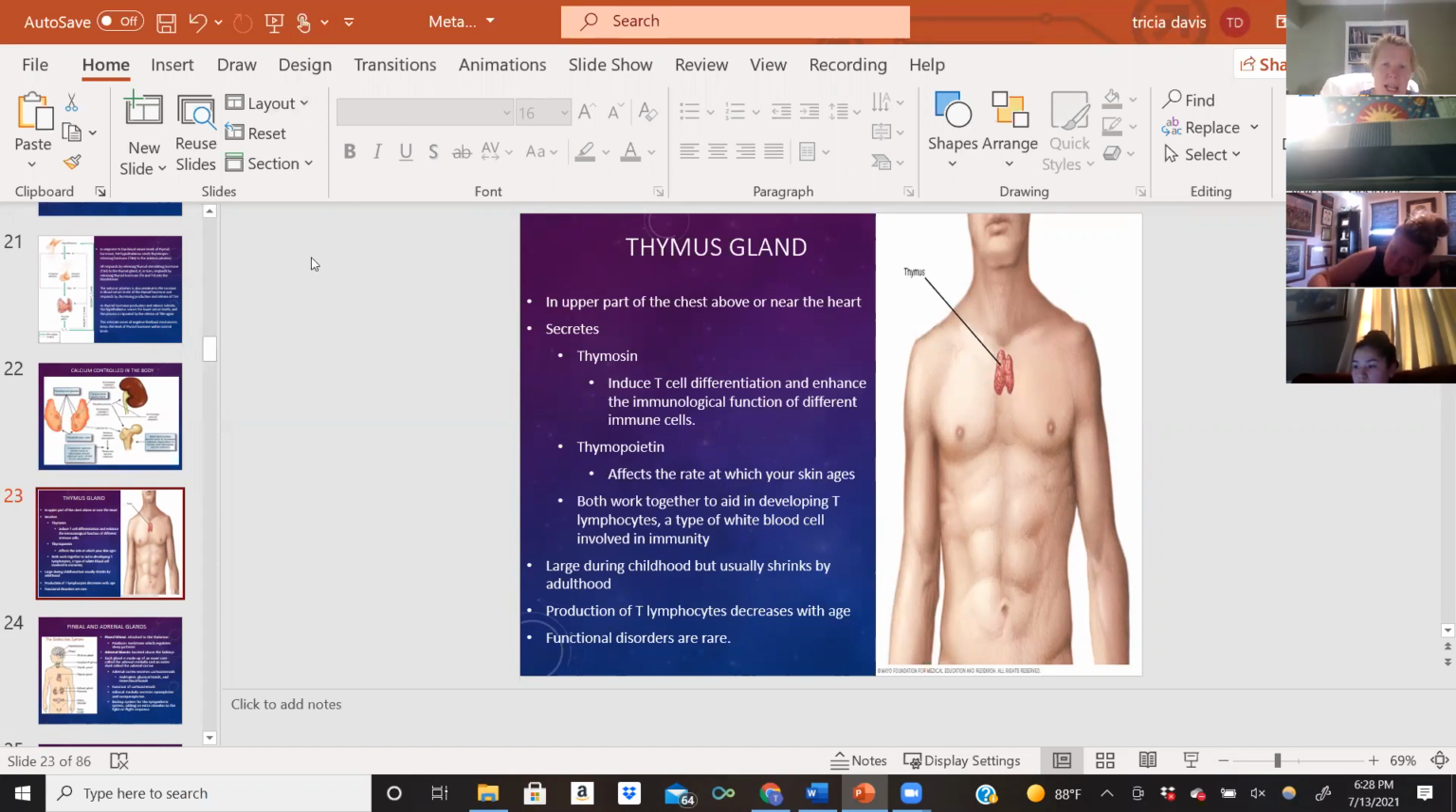Then it also secretes thymopoietin, which also affects your immunology on some level, but it also works to affect the rate at which your skin ages. So both of these work together, and they help make those T lymphocytes, which are those white blood cells that we need to fight off infection.